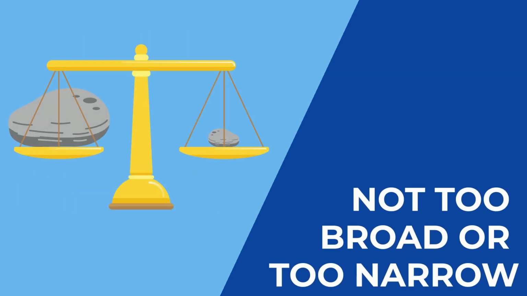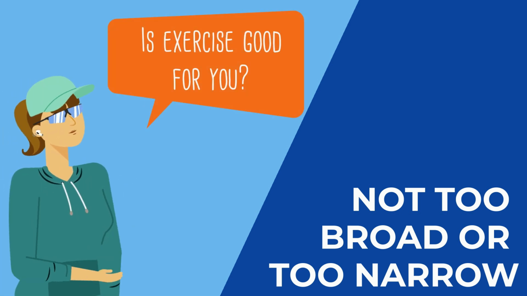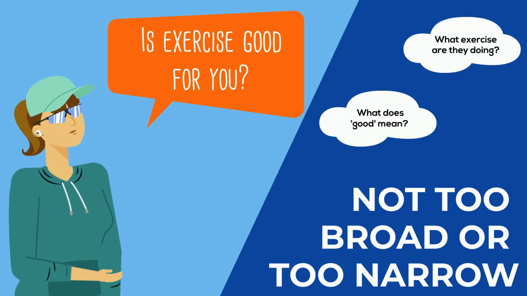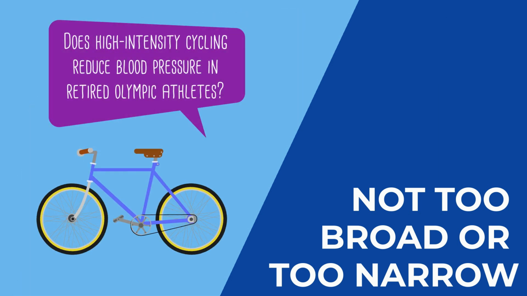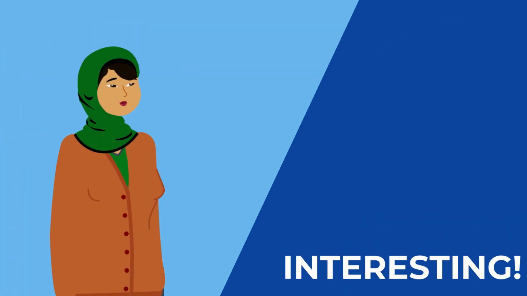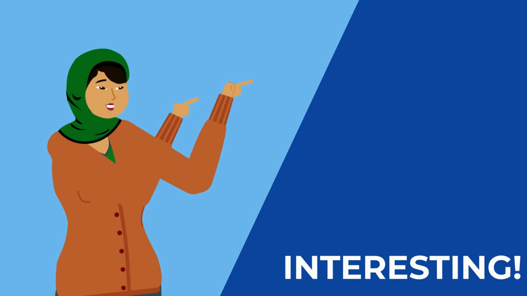3. If possible, try choosing something that is not too broad or too narrow. For example, the question, "Is exercise good for you?" is very broad and would take a very long time to review. On the other hand, the question, "Does high intensity cycling reduce blood pressure in retired Olympic athletes?" is too specific. With a question too specific, we risk ending up with very few trials that we could include in our review. And finally, make sure your question is something that is interesting to you.